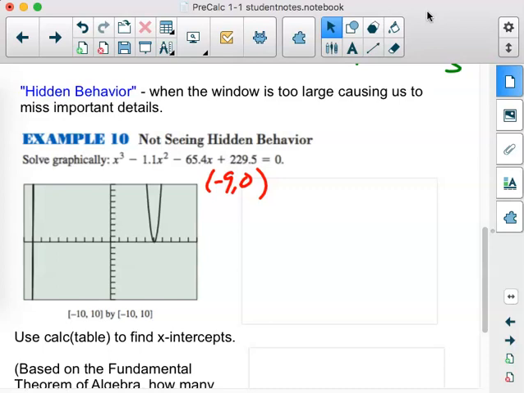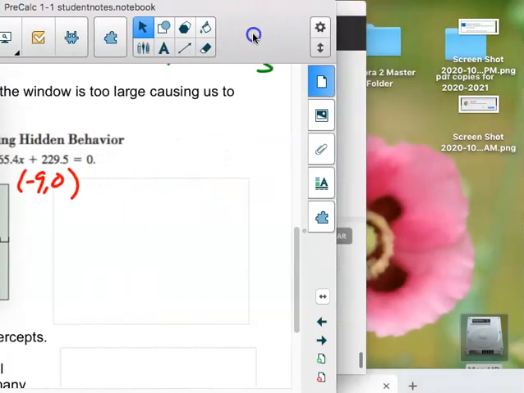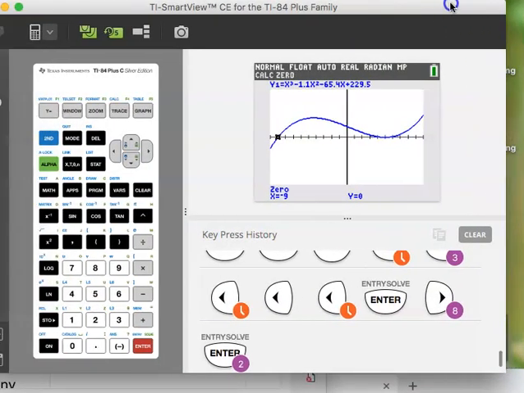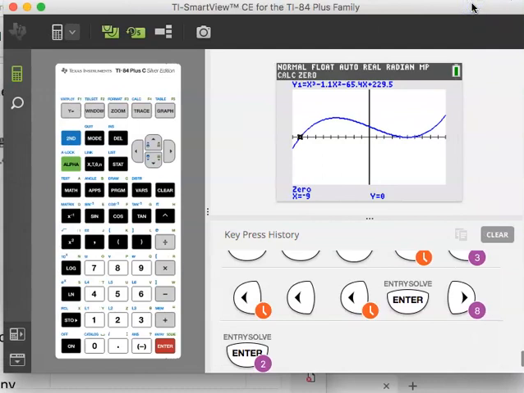How many zeros is this supposed to have? 3. This is a cubic. It's supposed to have 3 zeros. So looking at what we see on the graph, we might be tempted to say, I bet you this just has one more zero, but it's a repeater. Because remember, you get those repeat zeros when it's hitting tangent to the axis. But from this look, I can't tell.